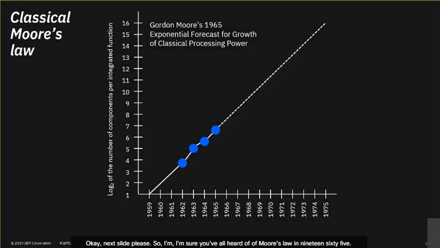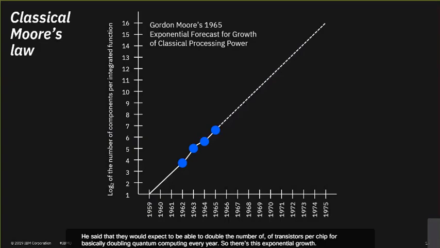So I'm sure you've all heard of Moore's Law. In 1965, he said that they would expect to be able to double the number of transistors per chip, so basically doubling computing power every year. So there's this exponential growth, and you can see that on this curve. This held true for, let's say, 62 through 65. There's a similar type of law that we are trying to follow with regards to quantum volume. Next slide, please.